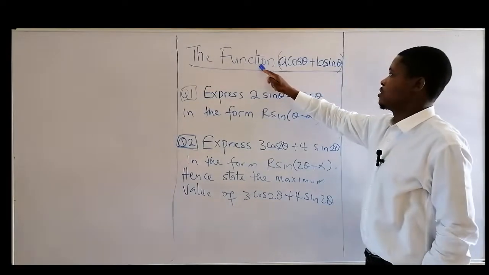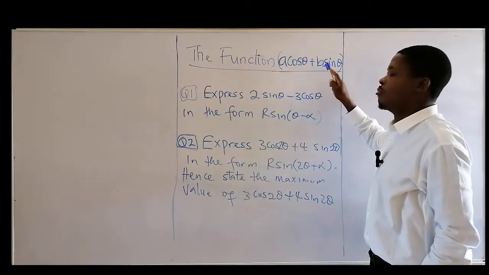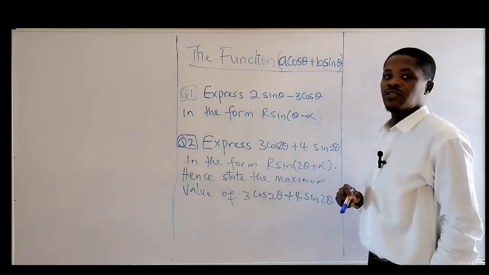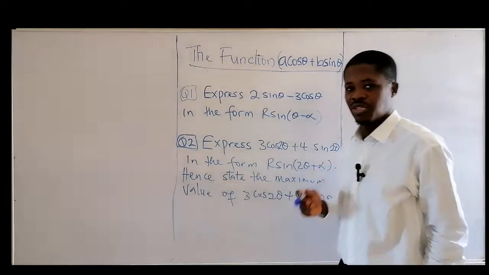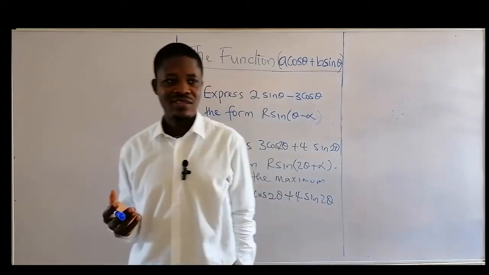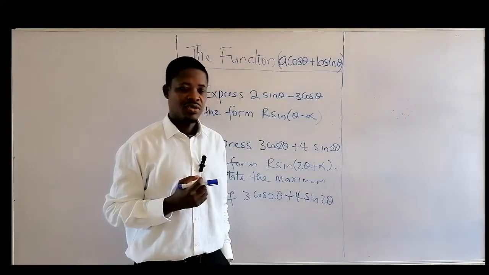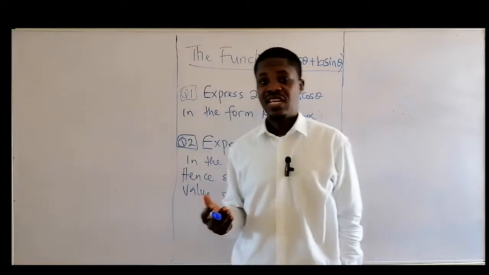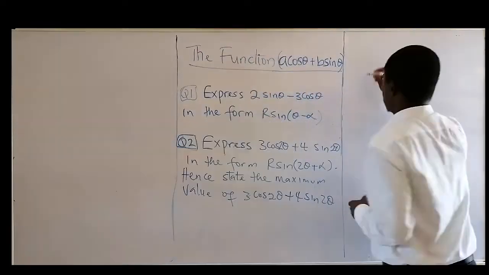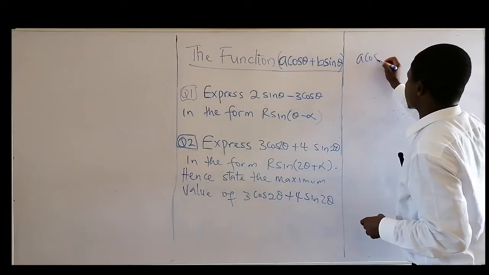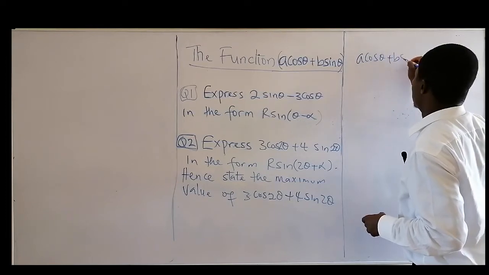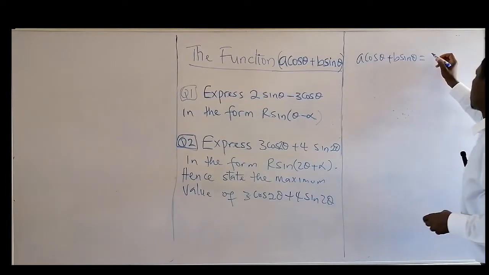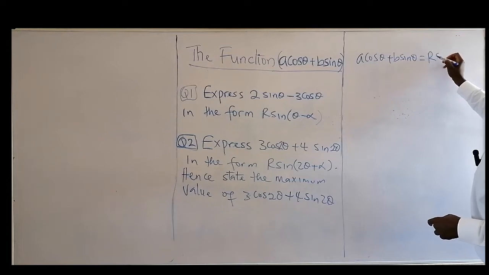We are looking at the function a cos θ + b sin θ. This expression arises in many practical problems, and it could be expressed in the form of sine or cosine: the function a cos θ + b sin θ in the form r sin(θ + α).